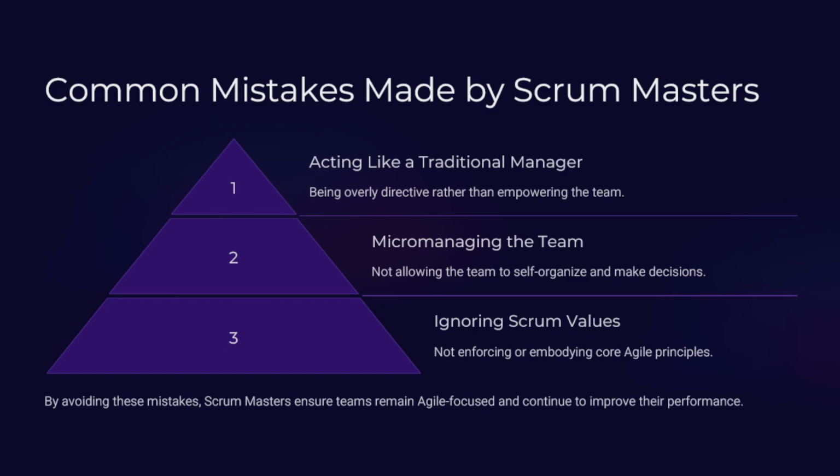One of these also bad habits is micromanaging the team, also not enforcing the Scrum values, and finally, not shielding the team from unnecessary disruptions. And by avoiding these mistakes, the Scrum Masters can ensure the team remains agile and focused, delivering value to the end users or to the stakeholders by the end of the project.